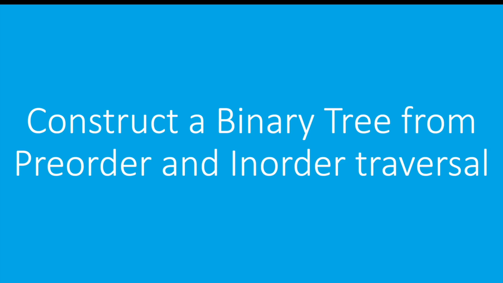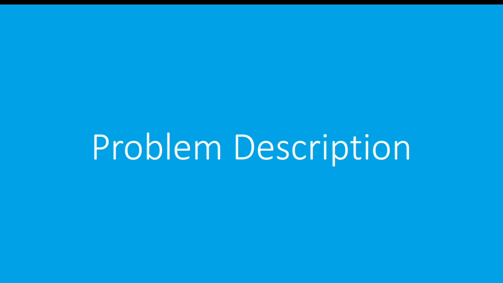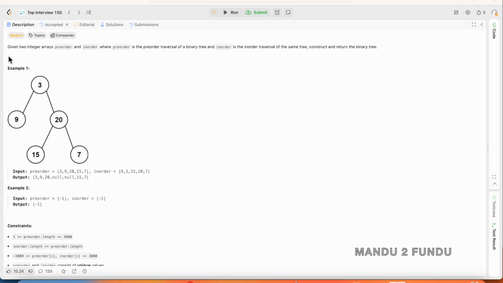In this video, I am going to discuss the solution for constructing a binary tree from the preorder and inorder traversal output. Let's look at the problem description. We are given two integer arrays. One is preorder, which contains the preorder traversal output of the tree, and the other is inorder, which contains the inorder traversal output of the tree. Using these two arrays, we have to build a binary tree and return the root of that binary tree.